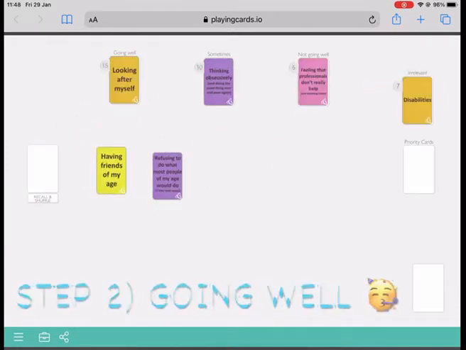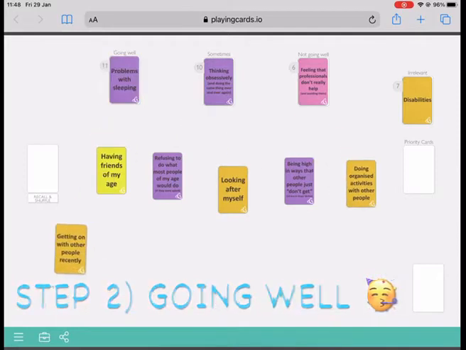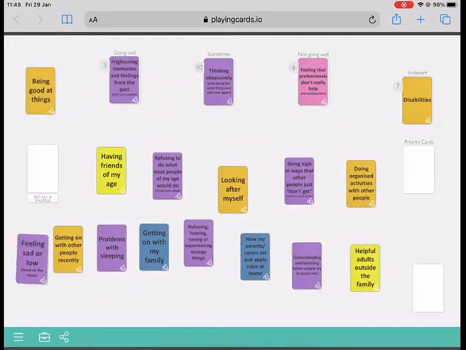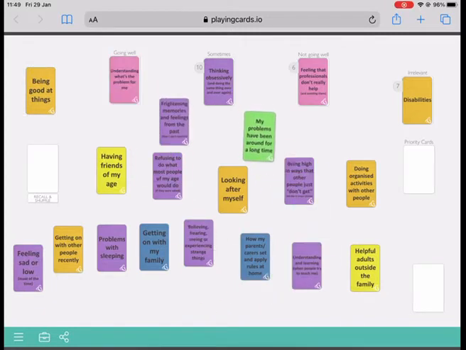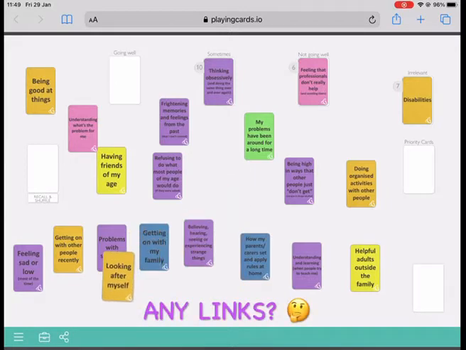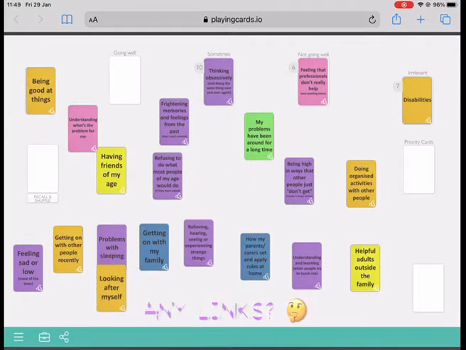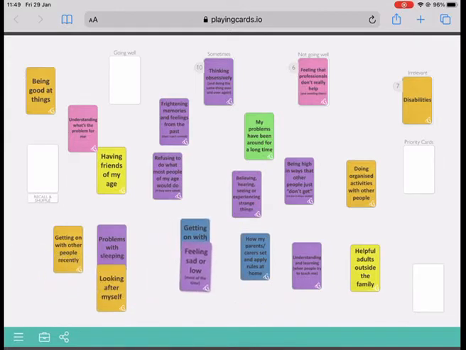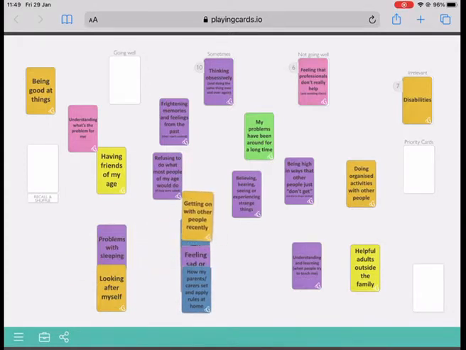In your next session, you'll go through the going well pile. It's always good to start off with something positive. So get the young person to explain to you why they feel each card belongs in that pile and ask them some of the things that they think that they're good at. Once you've done this, you can ask them whether there's any cards that go together, any cards that link in with each other. For example, getting on with family links in with feeling sad or low, because when they're getting on with their family, they don't feel sad and they don't feel low.